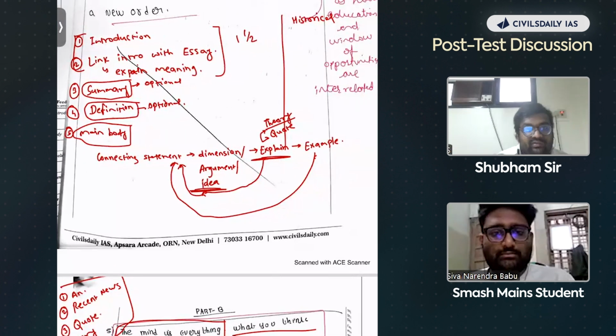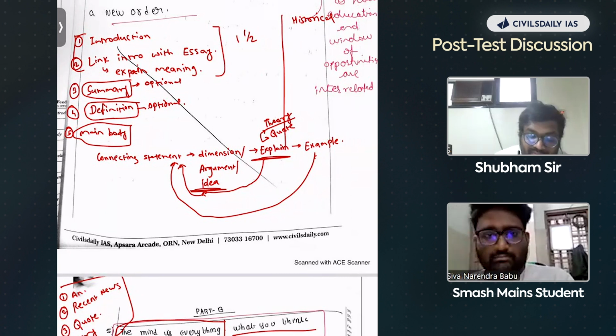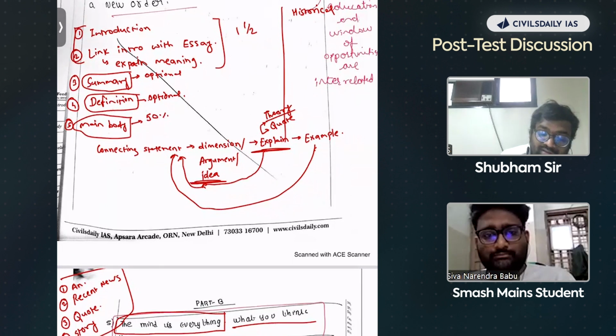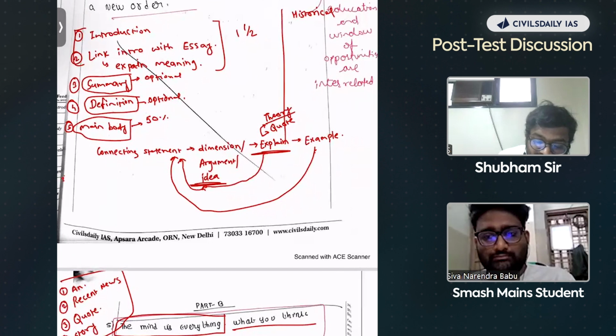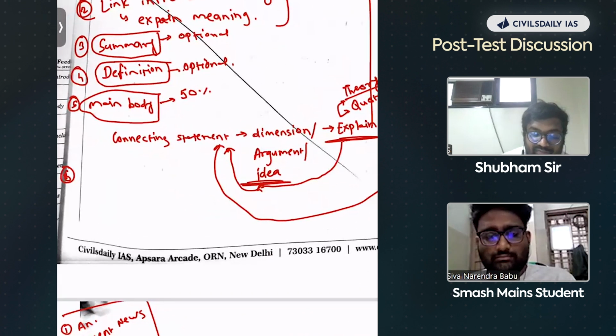Main body: that will be in line with the quote. Whatever the meaning of the quote, in line with that you will provide the main body, and this will cover the majority of your part. The 50% weightage will go to this, around 4 pages. Then in one single page, one side of the page, or 2 to 3 paragraphs, you will provide the counter argument.